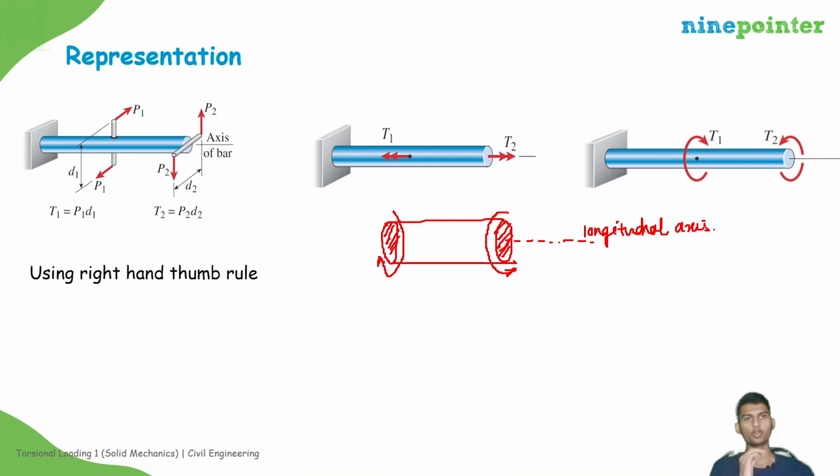So let us discuss representation. Before going to representation, how can we apply a torsional load in real structures? Here I apply the torsional load using hands, but in big structures, how do you apply it? The basic idea is they attach a member like this, and they apply equal and opposite force P at the ends.